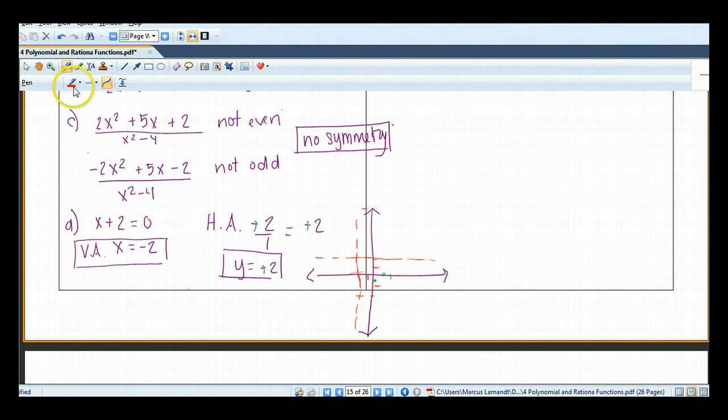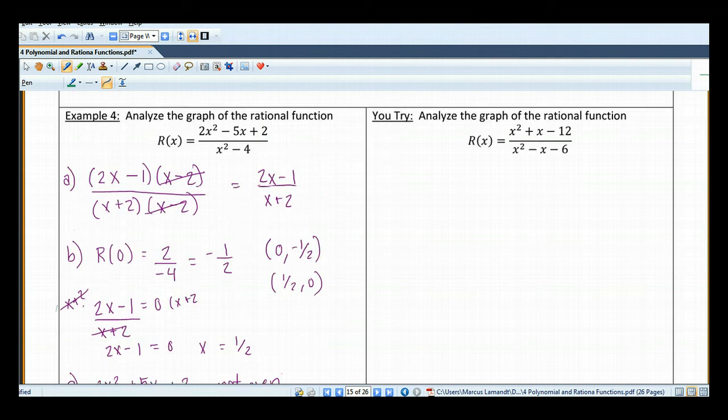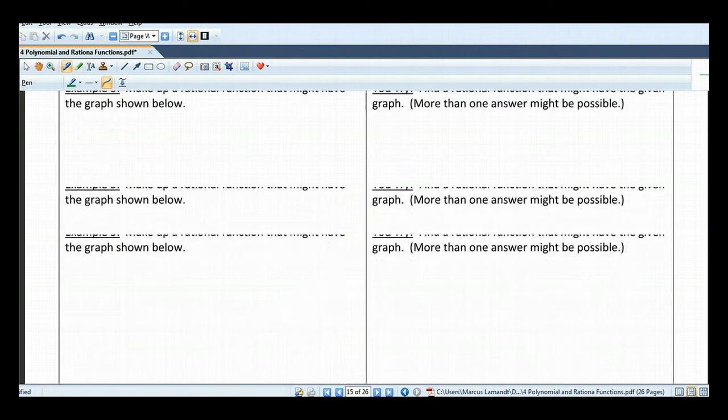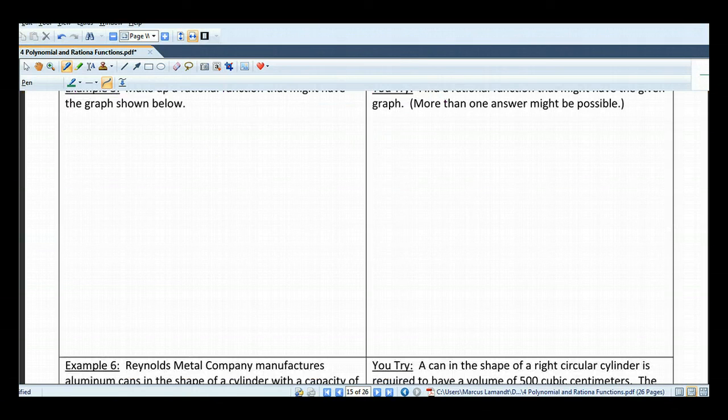Let me change colors. So I've got a graph over here, and I've got, there we go. Alright, and I think I'm going to leave it there for this video. You guys go ahead and do the U-try. We'll save the rest of these for the next video.